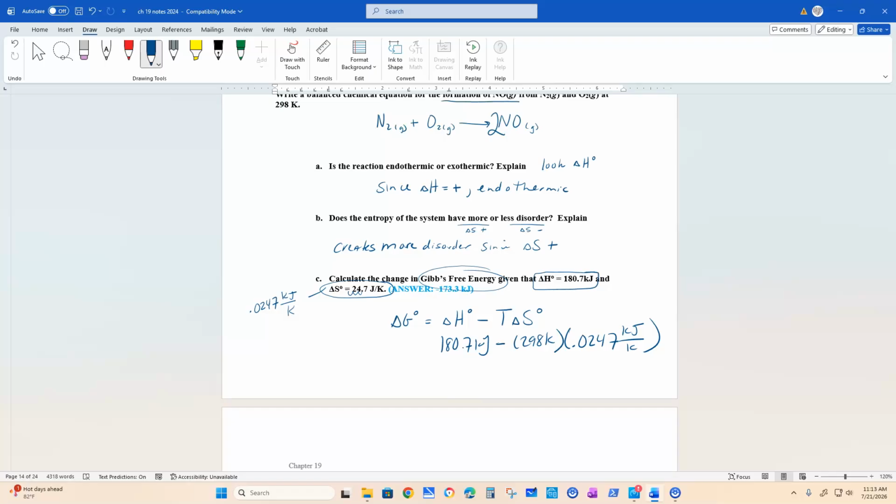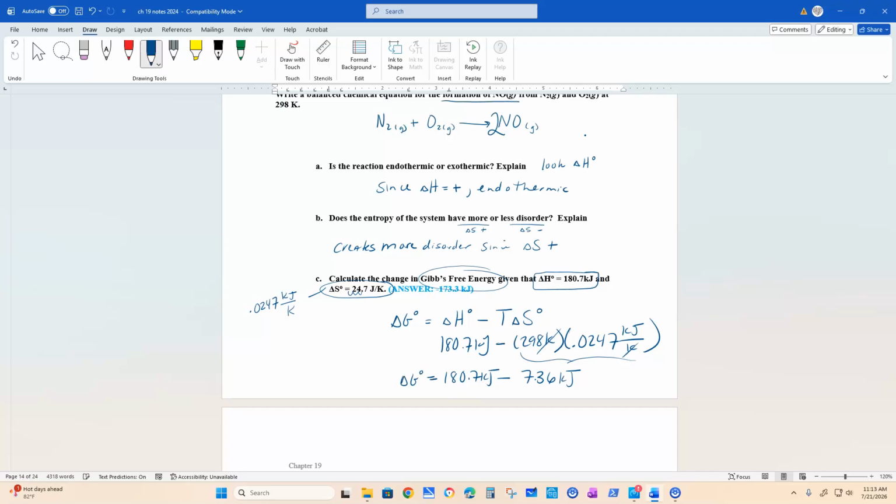Okay, so let's bust out this calculator. I have my temperature and delta S. Let's do this part first. Right here, 298 times 0.0247. Okay, so 3 sig figs. Now I don't usually round, I just cut it. 7.36. If you want to round, you can, but in this case, you don't have to. My Kelvin will cancel, so I will get kilojoules, but I still have my 180.7 kilojoules.